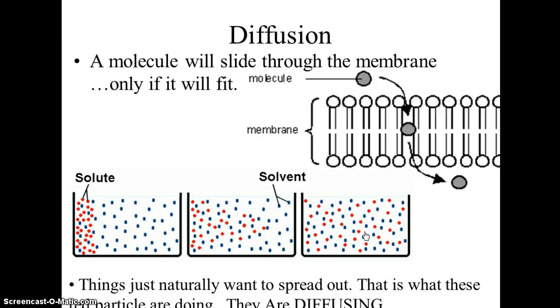In a membrane, a molecule will slide through and reach equilibrium just as it did in these three containers, only if it will fit through the membrane. So it has to be able to pass through in order to reach this kind of equilibrium that we see on the right-hand container.